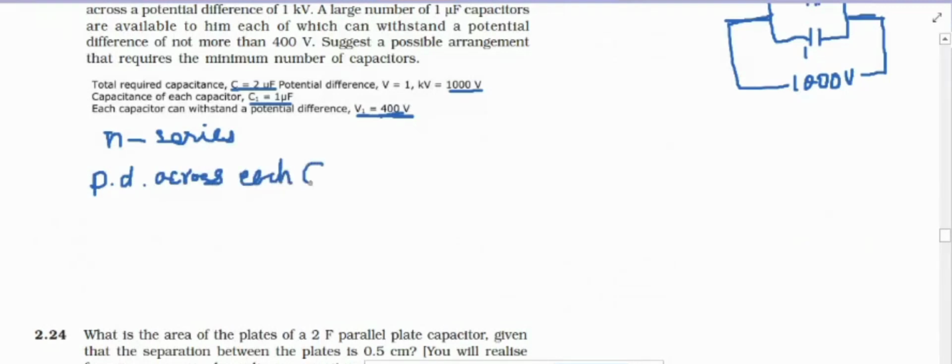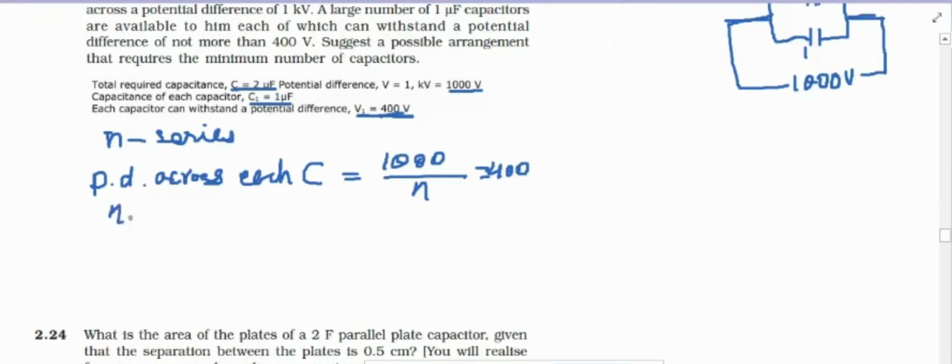Potential difference across each capacitor: in a series connection, the potential will be distributed. So we have n capacitors in series, and in total we have 1000 volts. With n capacitors, each capacitor will get a voltage of 1000 divided by n. And the maximum possible voltage is 400, the maximum that can be sustained by a capacitor.